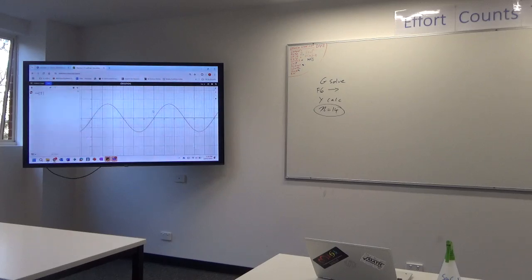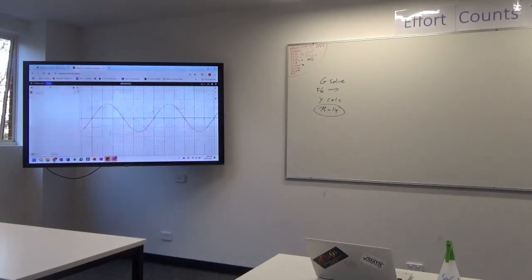Beautiful. So this is a little about, yes, good, navigating your calculator.